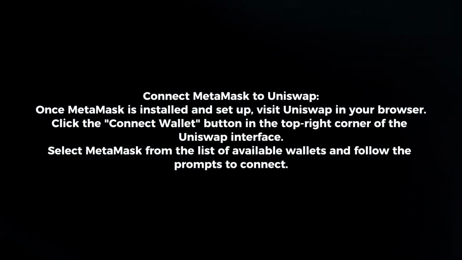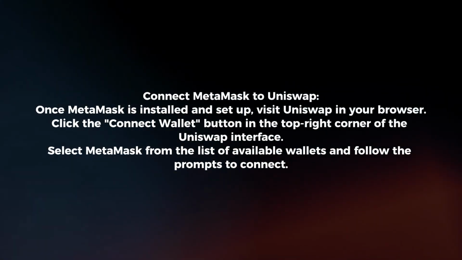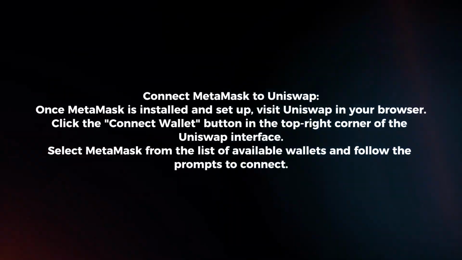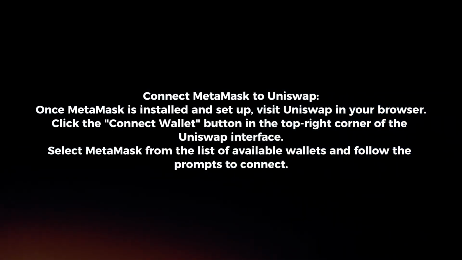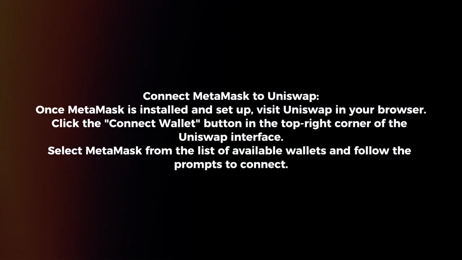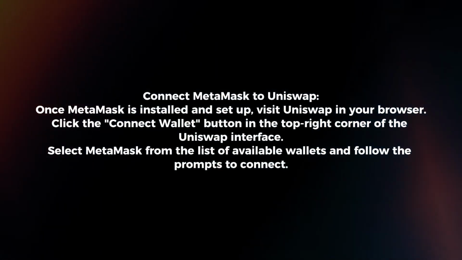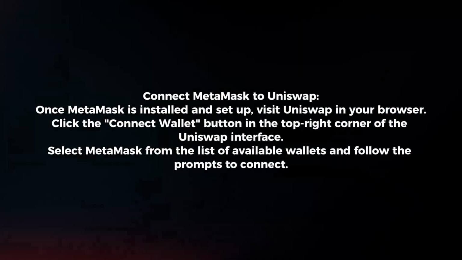Connect MetaMask to Uniswap. Once MetaMask is installed and set up, visit Uniswap in your browser. Click the Connect Wallet button in the top right corner of the Uniswap interface. Select MetaMask from the list of available wallets and follow the prompts to connect.